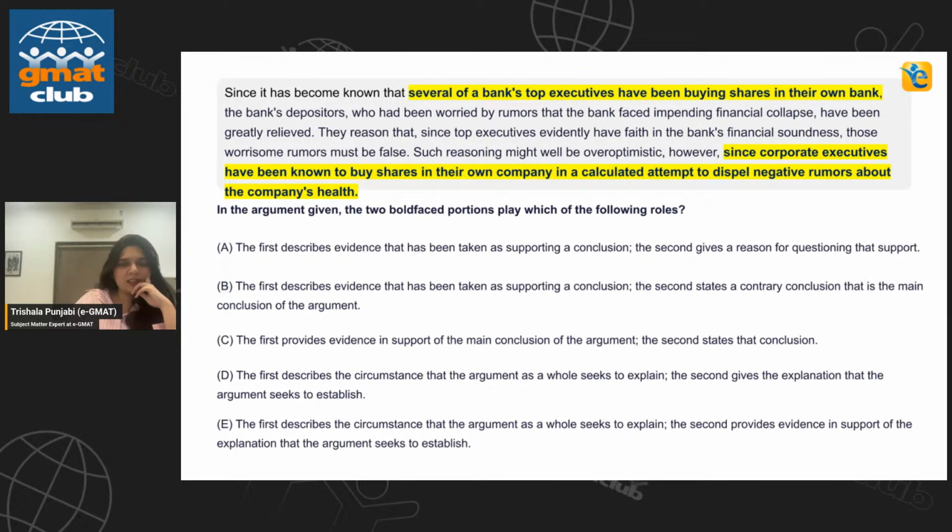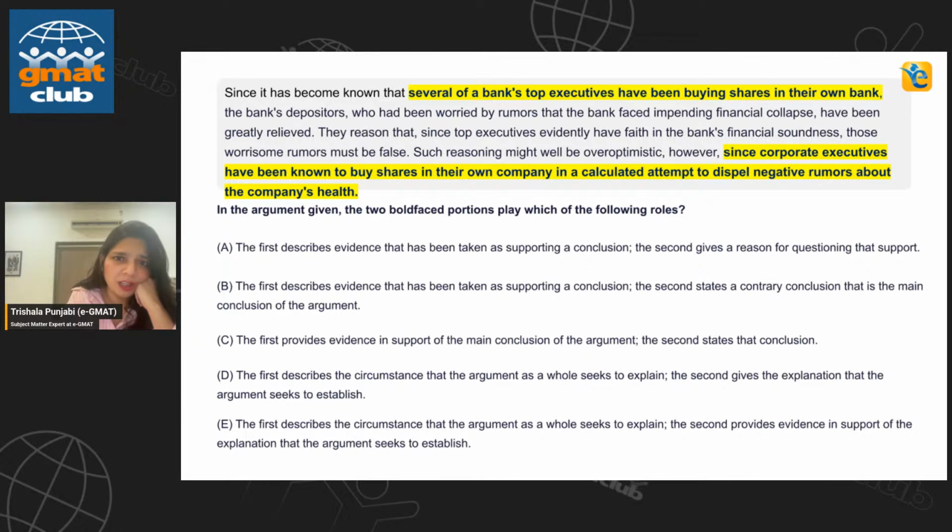What have we already talked about since? What is since? If something starts with since, what does this mean? Is since a conclusion indicator or a premise indicator? Correct, Rohan, it's a premise indicator. So the second is not the main conclusion of the argument. We have already identified that, right?